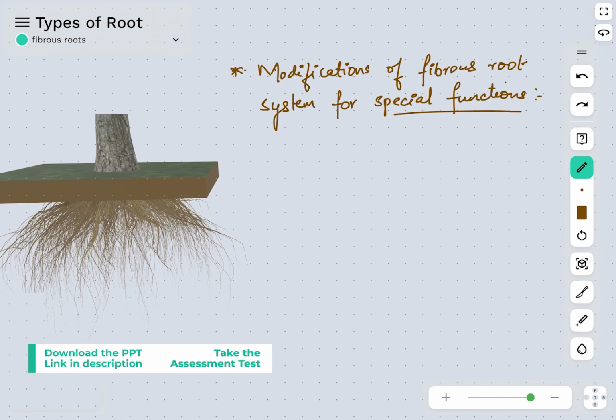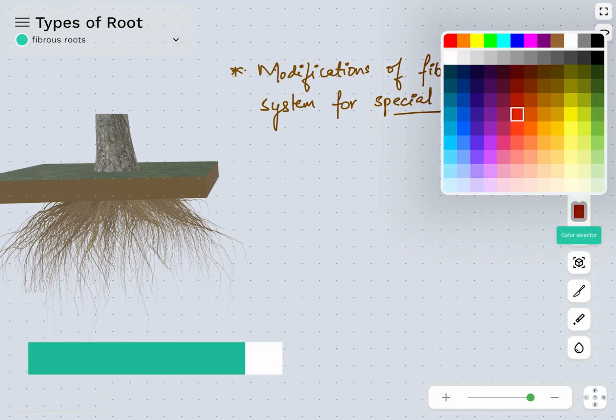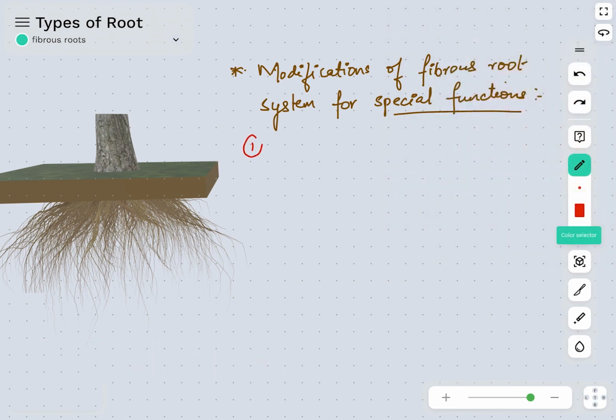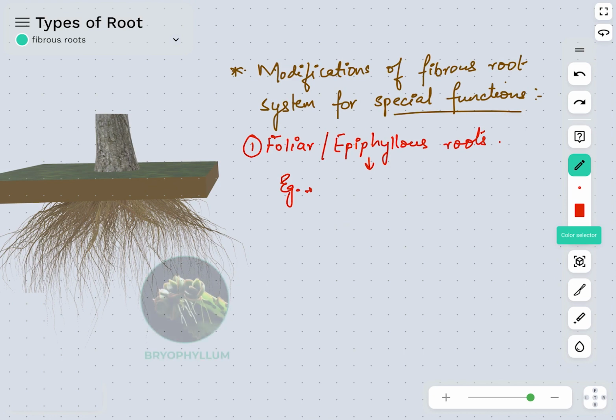Now, if we look into the special functions category, this will include the foliar roots, which are also called epiphyllous roots. The roots which arise from the leaf of the plant body are called foliar roots. Foliar means leaf, so this is also called epiphyllous roots. One of the best examples of this foliar or epiphyllous root is Bryophyllum.